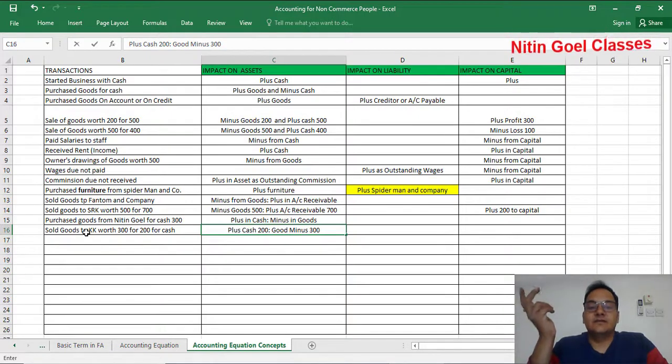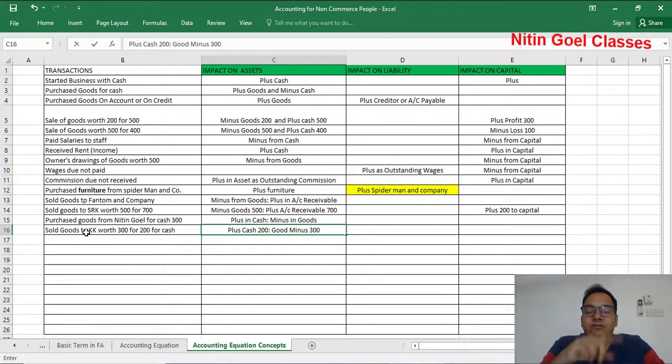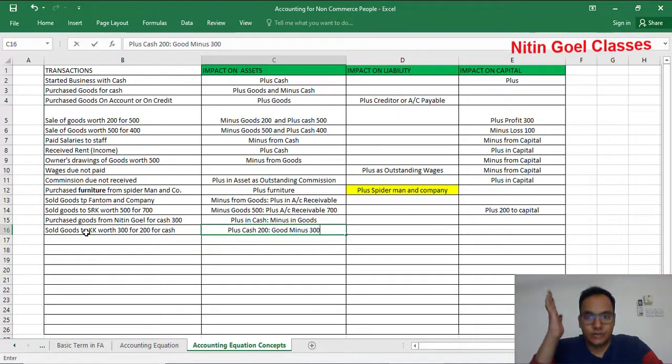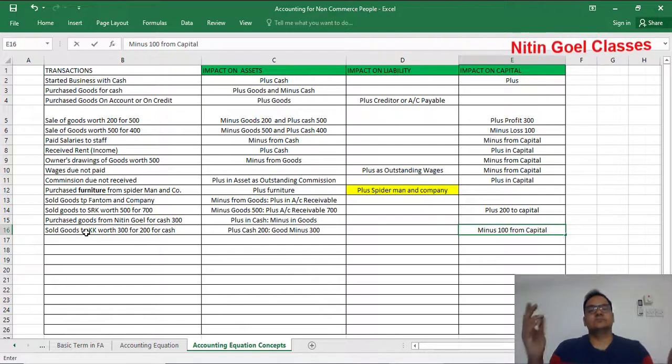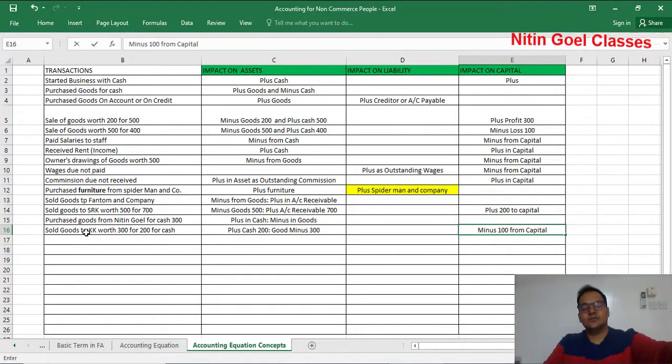Next impact. Still on the left side we have an impact of 100. A 100 shortage is going on. Goods were worth 300. How much money did we receive? 200. Is there a loss or a profit? The answer will be a big loss. So the loss of 100 will be subtracted from capital. As simple as that.